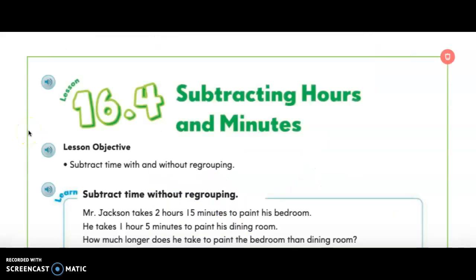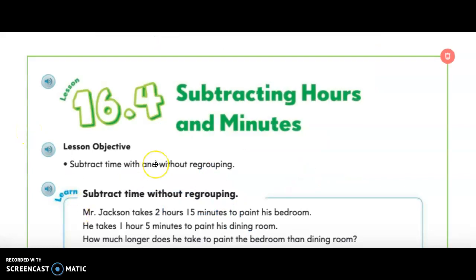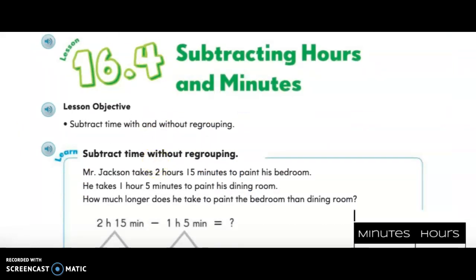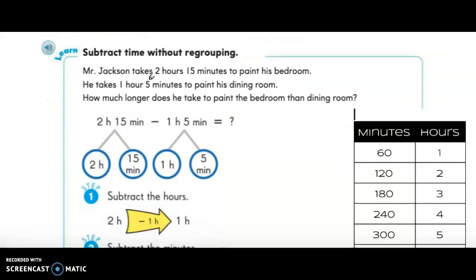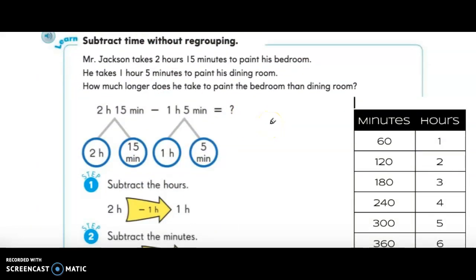To get to the new part for today, subtracting hours and minutes, and like I mentioned before, we're not going to get into regrouping today. We're just going to practice subtracting time. So pretty similar to what we did in the last lesson. I would still like you to line up like you would traditionally subtract one on top of the other. So Mr. Jackson takes 2 hours, 15 minutes to paint his bedroom. He takes 1 hour, 5 minutes to paint his dining room. How much longer does he take to paint the bedroom than the dining room?